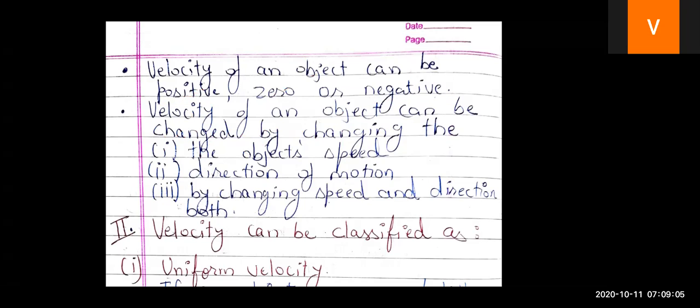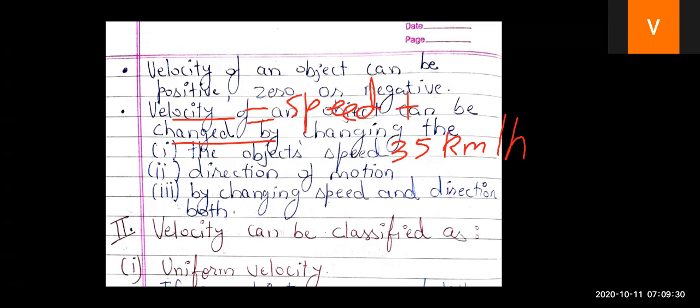Yes, children. Now, how can you change velocity? Velocity can be changed by three ways. Firstly, if you change the speed, suppose initially you were moving with a speed of 30 kilometers per hour, and then you start moving with a speed of 35 kilometers per hour. So as you have changed the speed, the velocity has changed, because velocity is speed plus direction. Yes, children. So speed has changed, so velocity has changed.